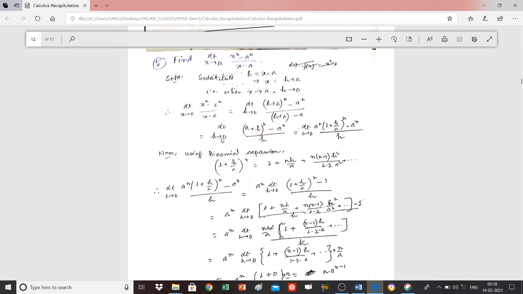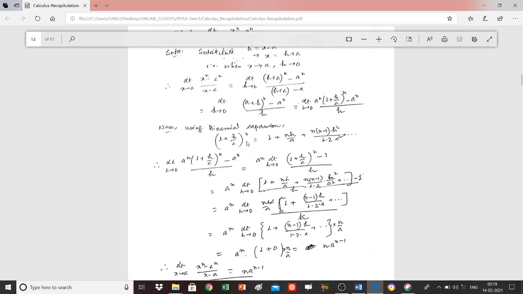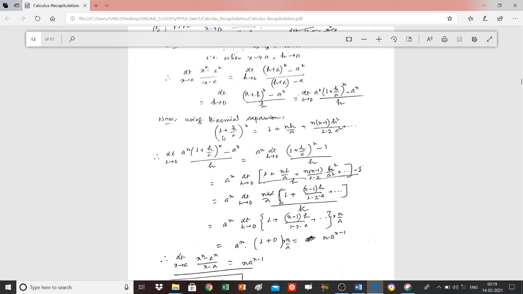From here, the limit as h tends to 0, this is the first term and this is the second term. Actually, a to the power n is taken as a common term, so we have (1 plus h by a) to the power n minus 1, by h, times a to the power n. And you know the binomial expansion of such a term, (1 plus x) to the power n. Here x is equal to h by a. So this can be written as 1 plus n times h by a, plus n into (n minus 1) by 2 factorial times (h by a) squared, plus etc.